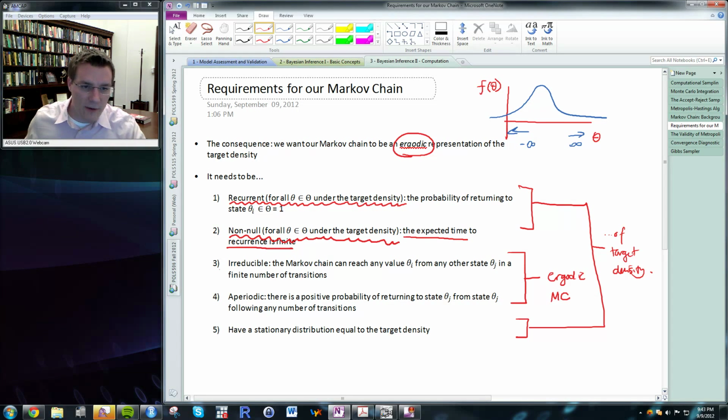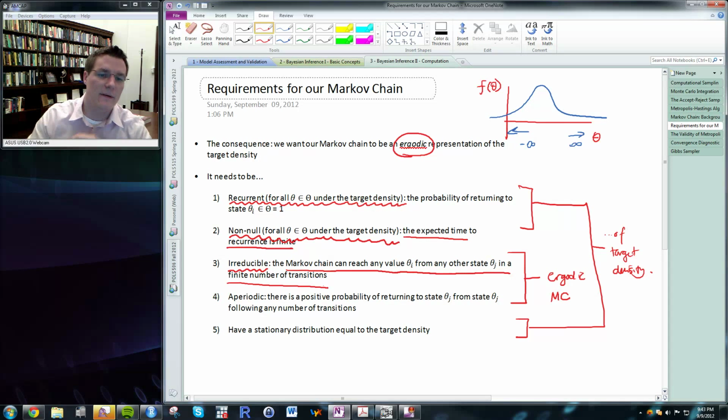We want our Markov chain to be irreducible, which is a way of saying that the Markov chain can get to any point in the parameter space from any other point in the parameter space in a finite number of transitions. This is a way of saying that we don't want the Markov chain to get trapped in a situation where it can't get to the entire space once it falls into a hole.